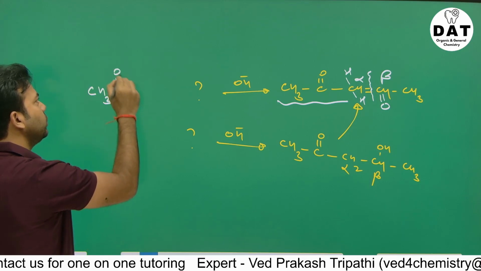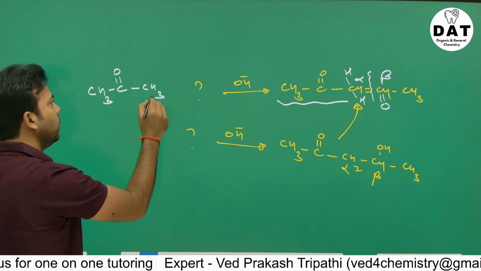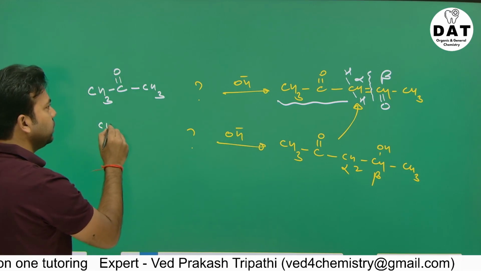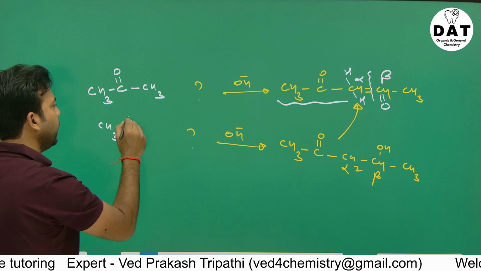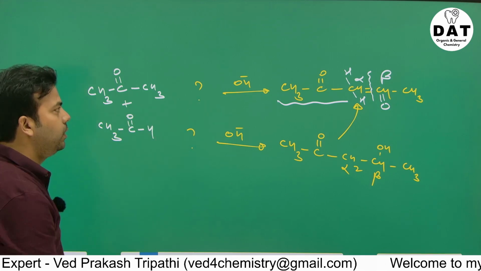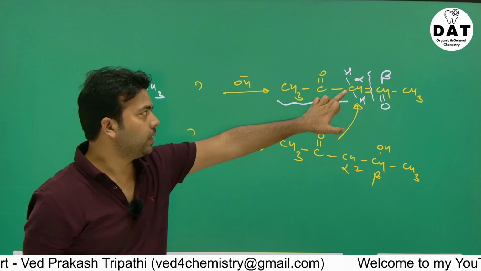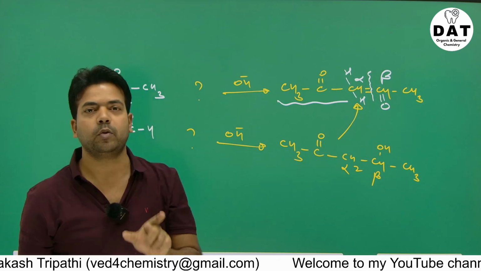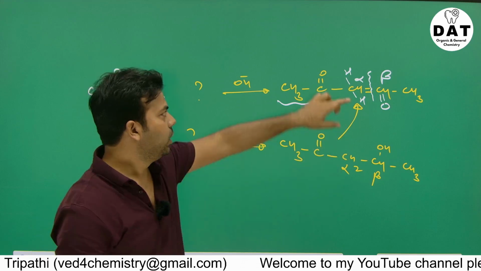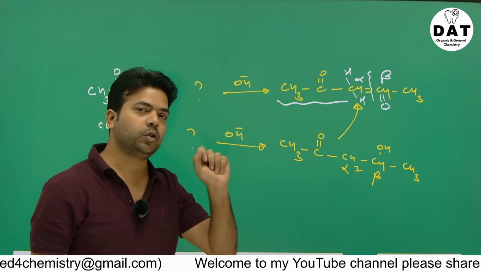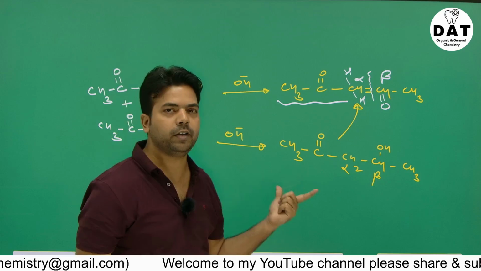Sorry, CH3, C double bond O, 1 mole, and second mole is again CH3, C double bond O. This is my 2 mole of this. Clear? Makes sense? Alpha side 2 hydrogen, beta side oxygen, means overall you have to attach water molecule. 2 and 1. Beta side oxygen, alpha side 2 hydrogen. This is the most easy way.